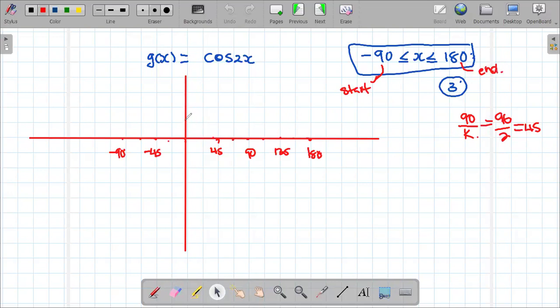Okay, you can just say, I like to do this. 0, 0.5, 1, negative 0, 0.5, negative 1.